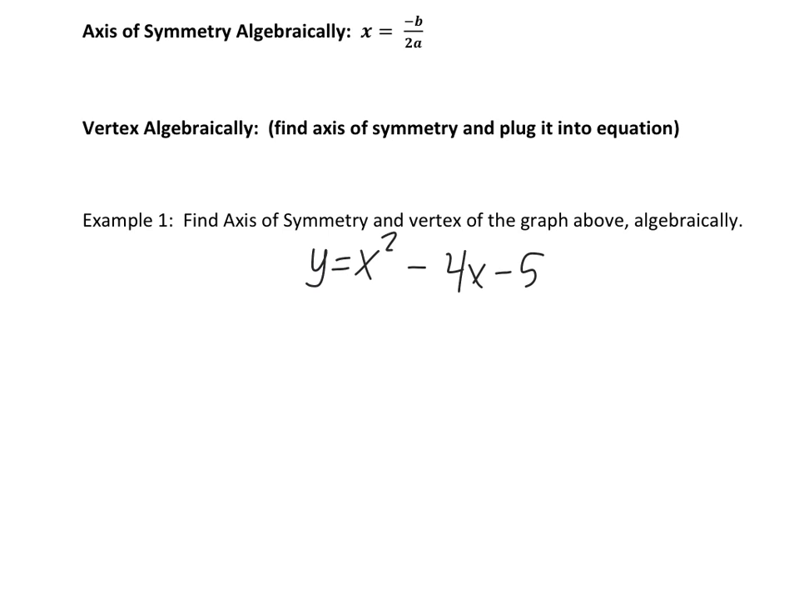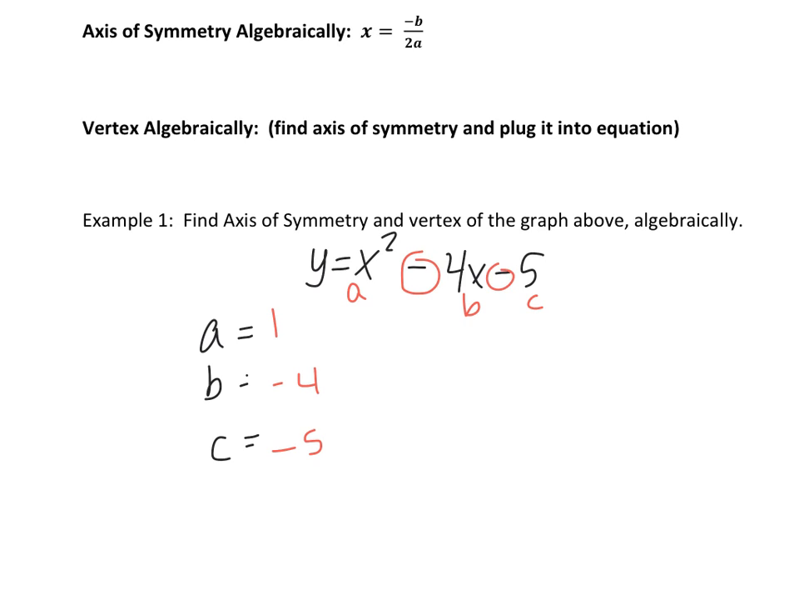The first thing we do, this is going to be very beneficial, we need to find our a, our b, and our c. So a equals, b equals, and c equals. So a is always our start, because it's like the alphabet. You start with a and then you end with c. So the number attached to my x squared is a 1. The number attached to my b is a negative 4. And my c is a negative 5.